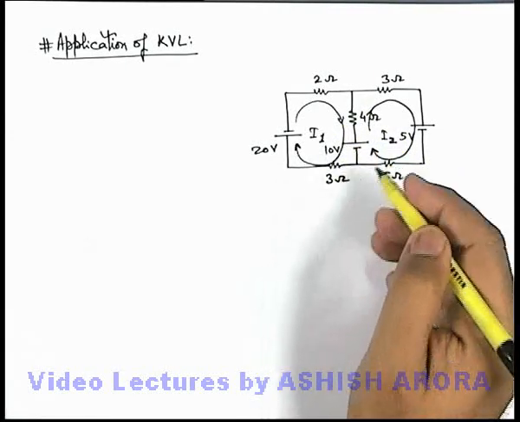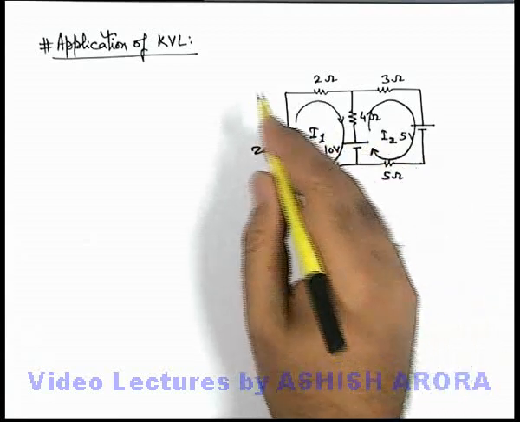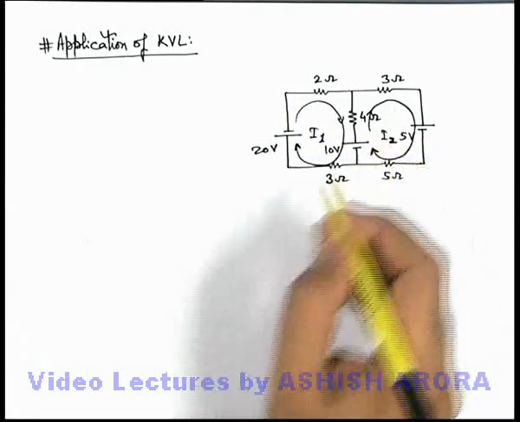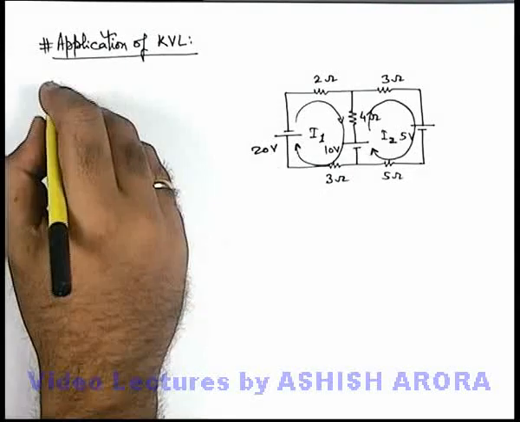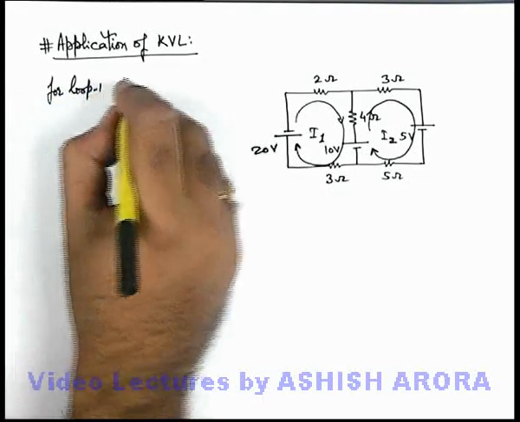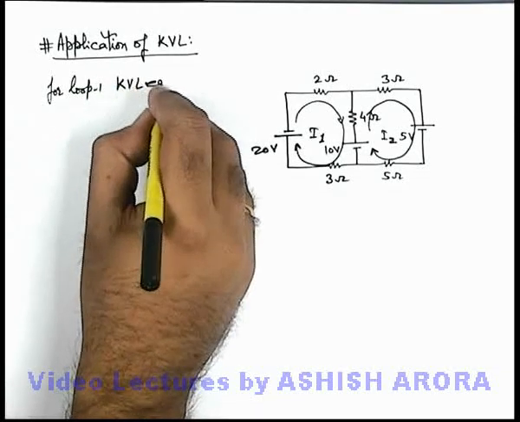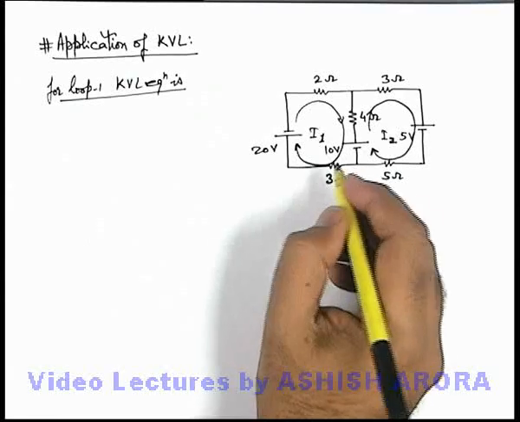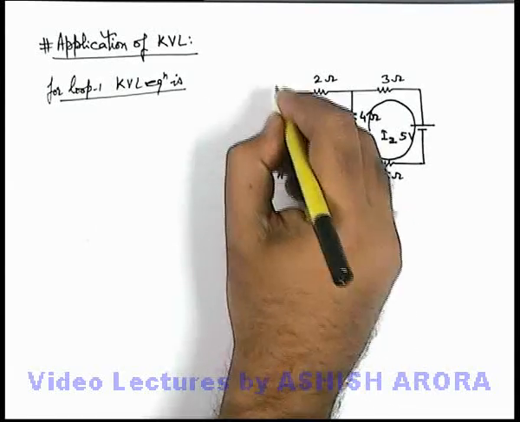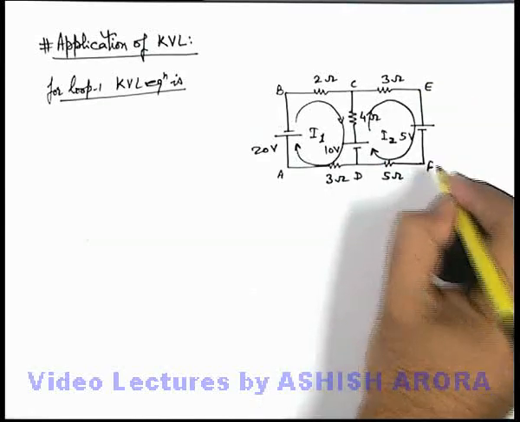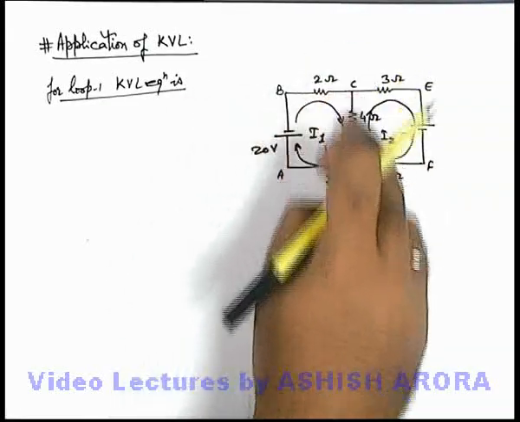So in this situation we just need to write KVL equations for the loop I1 as well as for the loop in which current is I2. So let's write for loop 1, the KVL equation. In this loop, say we start from one point, say these points are A, B, C, D and then E, F. So this is the loop going from A, B, C, D, A.